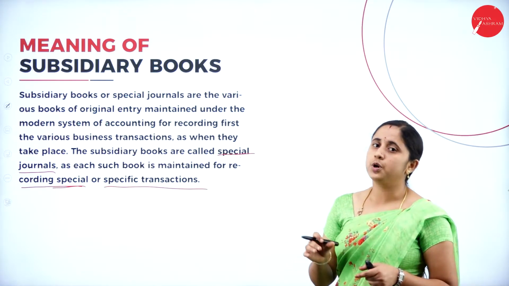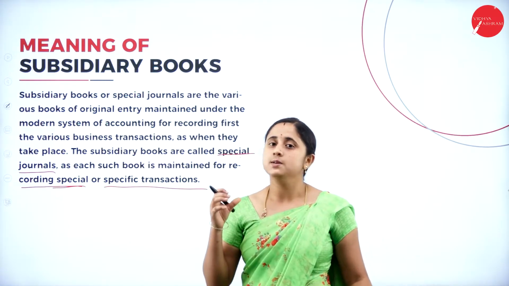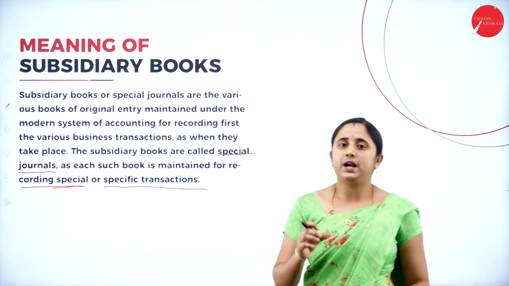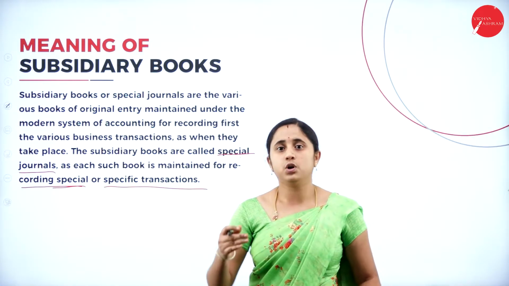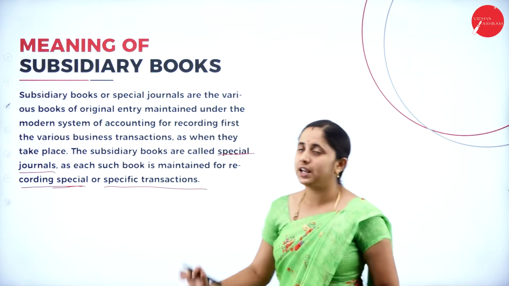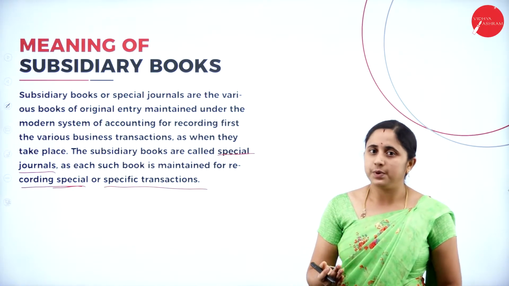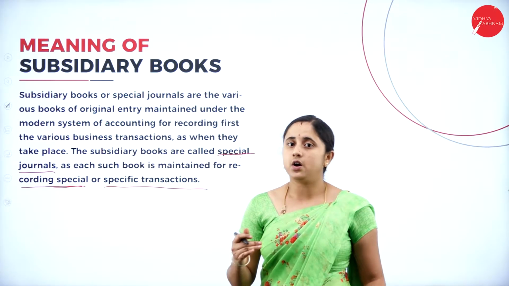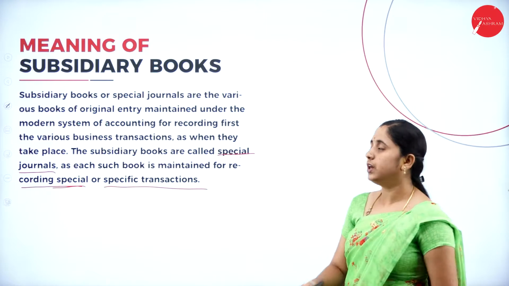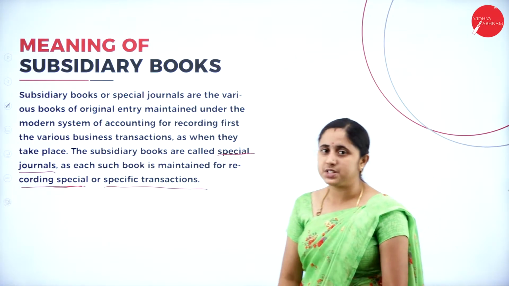In the subsidiary book, you will maintain a separate book or a specific book for a particular transaction like purchase, sales. They maintain a separate book to record the transaction. They record as and when the transactions take place. So, soon after the transaction is over, you are going to record it in a specific book. That is called subsidiary book.